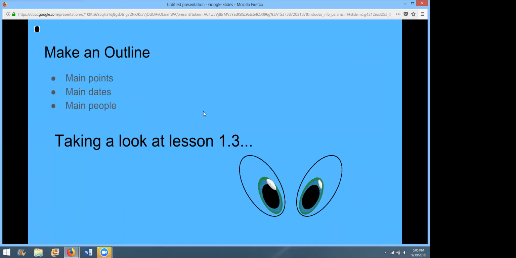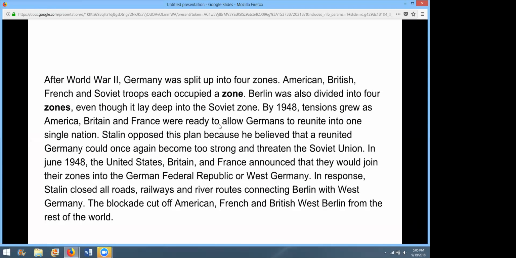So let's take a look at lesson 1.3. Whoa. Okay. So I'm actually going to read this one aloud, make it a little easier. Be ready with your chat box for a question at the end. After World War II, Germany was split up into 4 zones. American, British, French, and Soviet troops occupied each zone. Berlin was also divided into 4 zones. So the city of Berlin was divided into 4 zones, even though it lay deep into the Soviet zone.